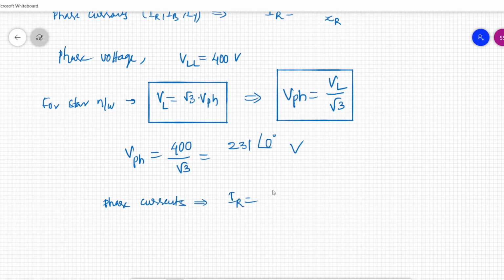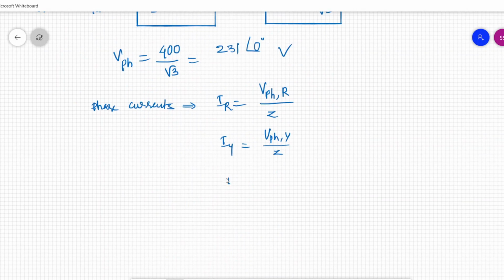Phase current IR equal to V phase R by Z. Similarly, IY is equal to V phase Y by Z. Because the voltage will be same for each and every phase, that is what a balanced supply is. So what is Z here? Z equal to 6 plus J8 ohms.